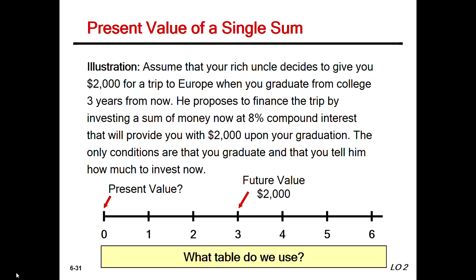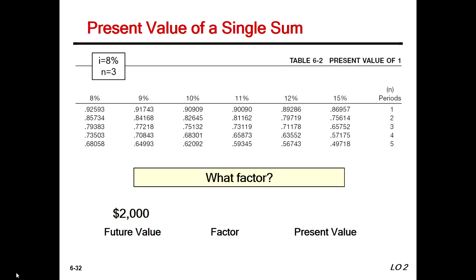Okay, let's see how we did. All right, so here it is. $2,000 is our future value. Our factor is 0.79383. Present value is $1,587.66. So if that's how much he wants to give us, he needs to put away $1,587.66 so that he has that $2,000 in the future.